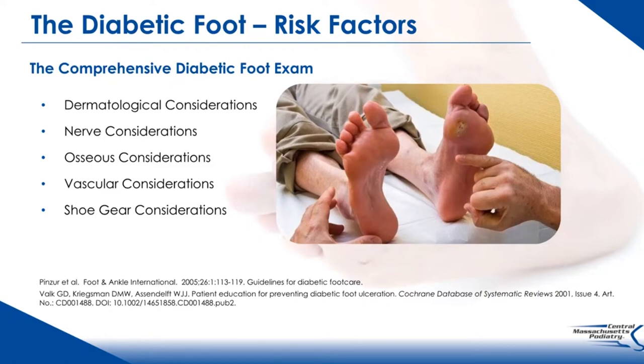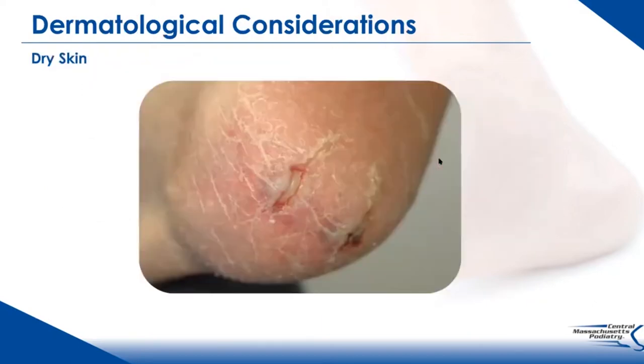And when we look at feet, I'm going to simplify these words. We look at the skin, we look at the nerves, we look at the bones, we look at the blood flow, and then we look at the types of shoes. And what we're doing is we're looking for risk areas. Like you can see on this left foot, that's a high risk area. That's an area that could very easily break open for this patient. So first, we're going to look at skin concerns.